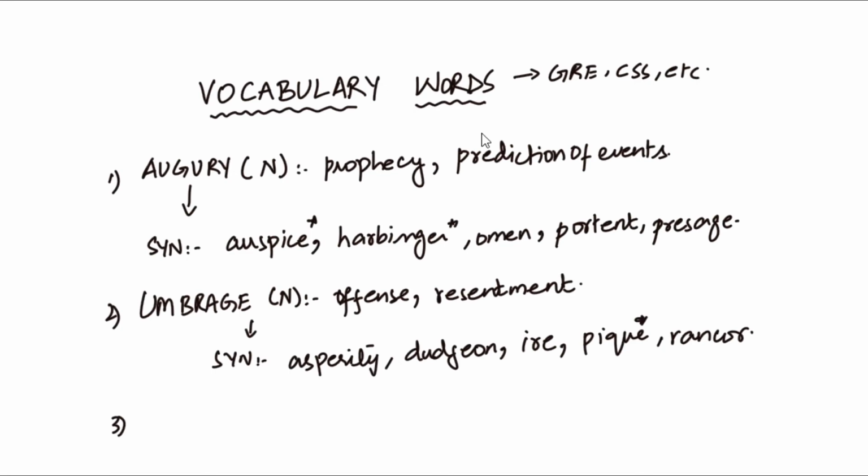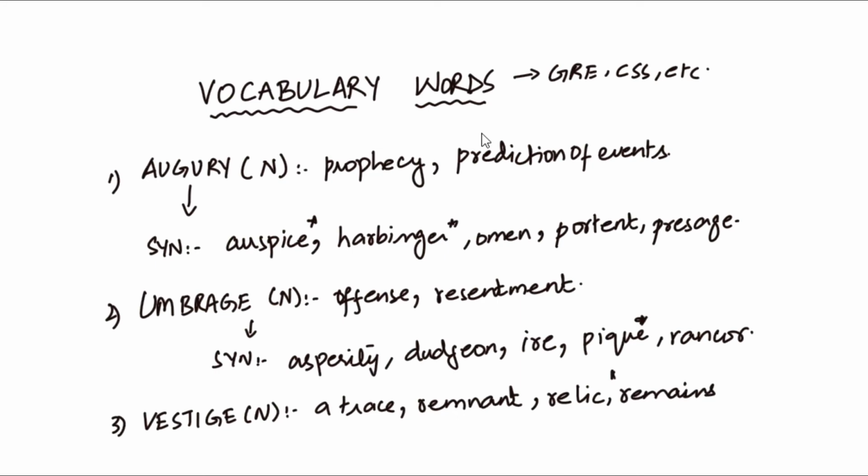Okay. So the next word is vestige. Again a noun. The word means a trace or remnant. And the synonyms are relic, remains. This word has been tested previously in the exams, the word relic and vestige itself. So I hope that you guys have understood.